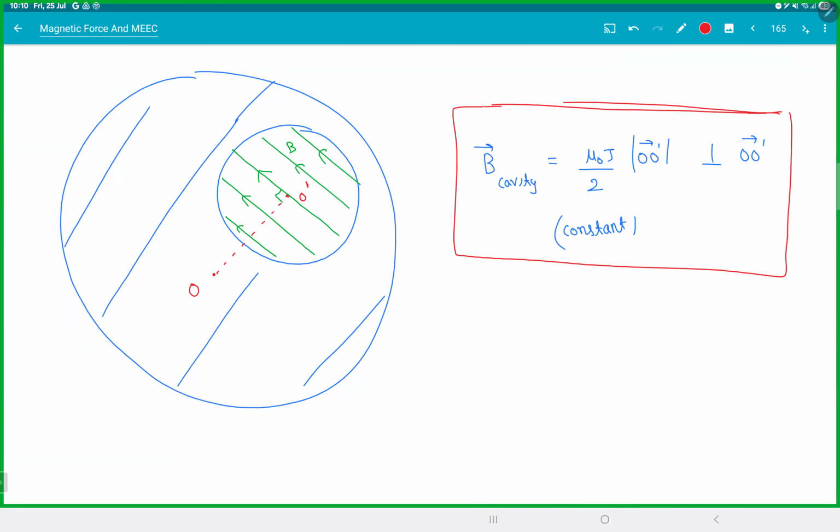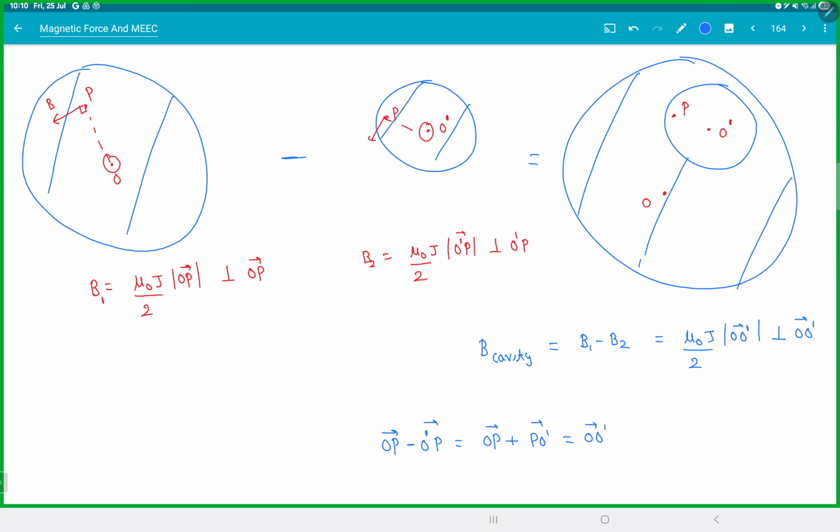If it's a mains level question, they'll simply ask you the field inside is in which direction, is it constant, changing, all that kind of stuff. Clear with this? So you see a cavity, this is the technique. You take the full, subtract the cavity, whatever remaining is the answer. This is what we have been doing from the beginning whenever you encountered a cavity. Any doubts on this?